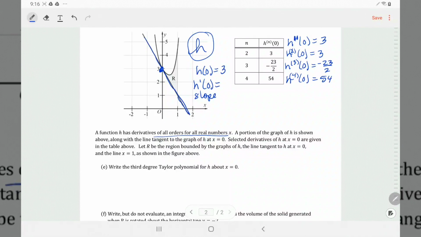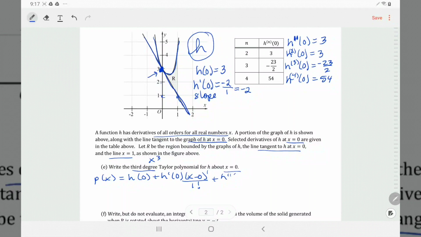Okay, write the third degree, okay, let's keep reading. Of x equals 0. Select derivatives at x equals 0 given in the table. Line tangent is tangent at that. Let's write the third degree Taylor polynomial, so that means I need x to the third, about x equals 0. Okay, so the polynomial would equal h of 0 plus h prime of 0 times x minus 0 to the 1 over 1 factorial plus h double prime of 0, x minus 0 to the 2 over 2 factorial. That's only a second degree. So h triple prime of 0, x minus 0 to the third over 3 factorial. I guess I'll put a subscript of a 3 so they know that it's my third degree polynomial, so that I can put an equal sign.